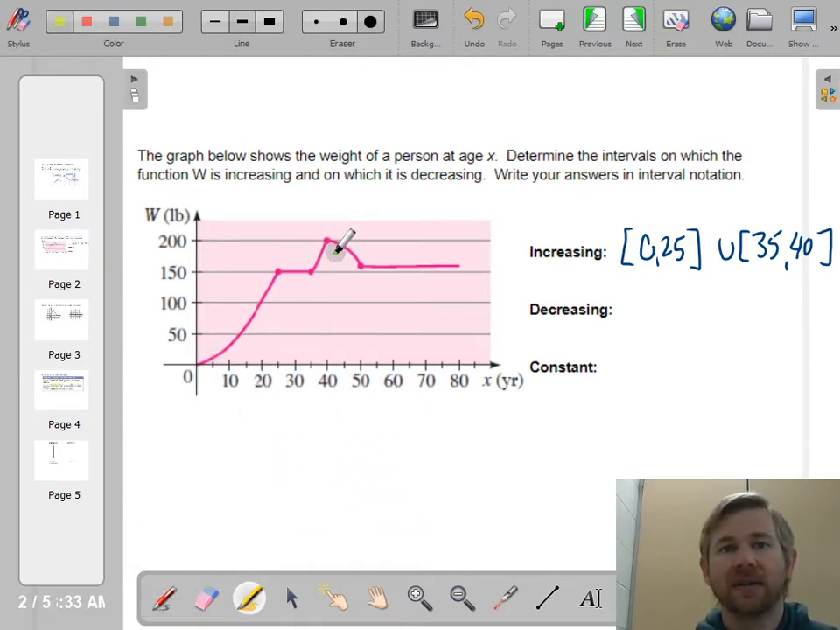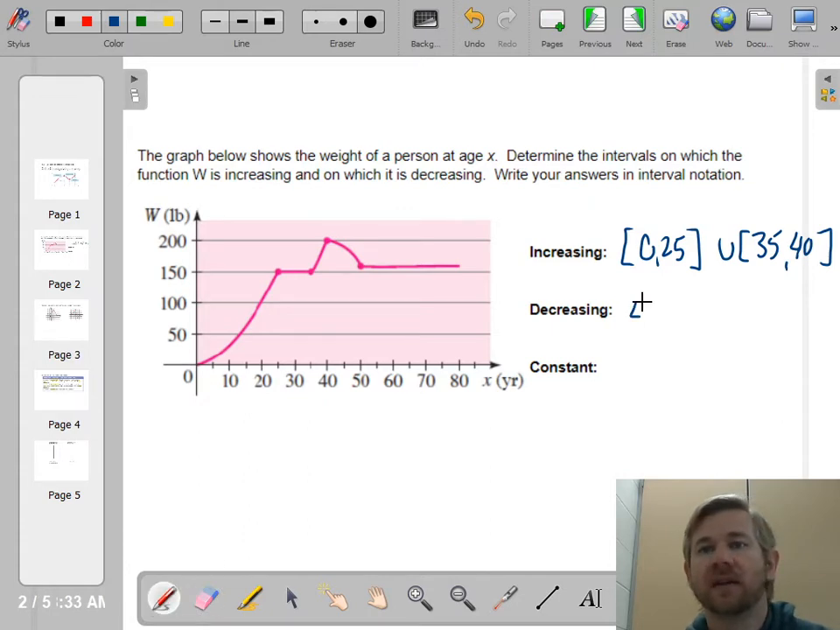Where is it decreasing? Right there is the only place it's decreasing, so what are those x values? I can use my straight edge: 40 to 50. So on the interval 40 to 50, it is decreasing.